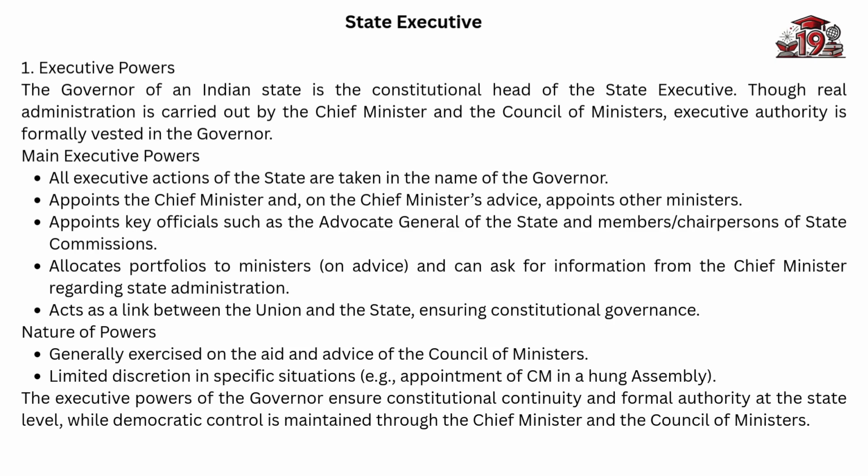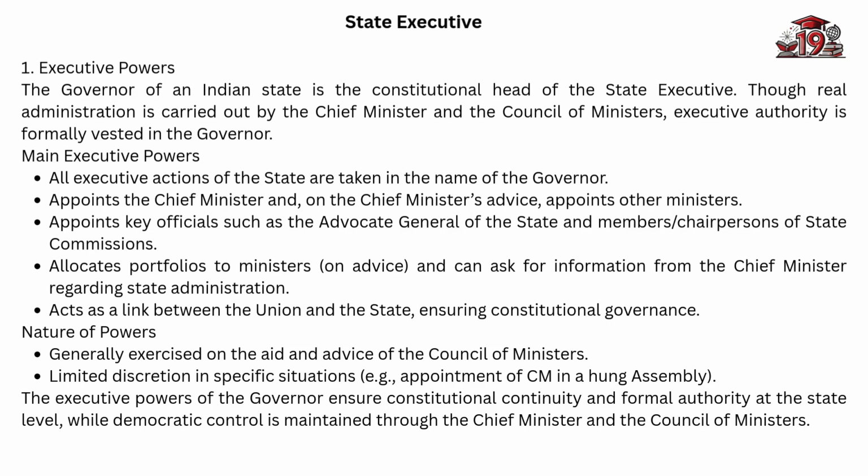All executive actions of the state are taken in the name of the governor. Appoints the Chief Minister and, on the Chief Minister's advice, appoints other ministers. Appoints key officials such as the Advocate General of the state and chairpersons and members of state commissions. Allocates portfolios to ministers, on advice, and can ask for information from the Chief Minister regarding state administration. Acts as a link between the union and the state, ensuring constitutional governance.